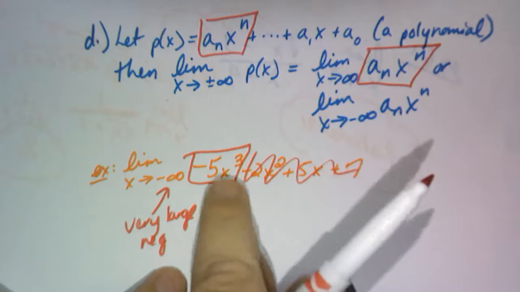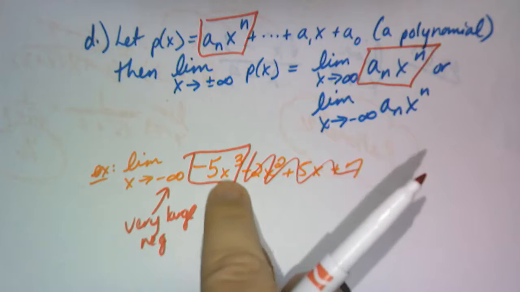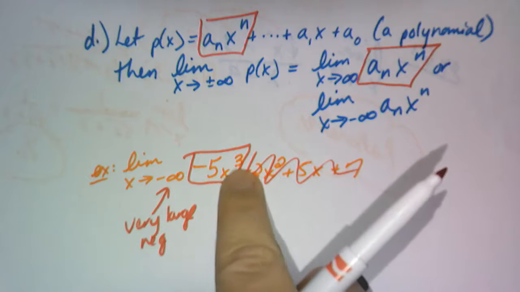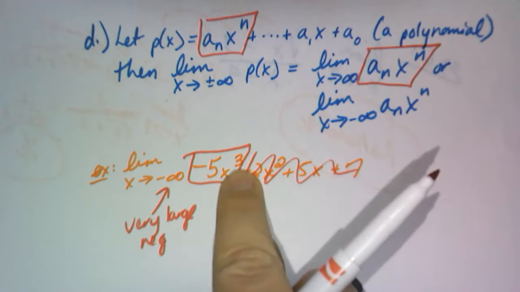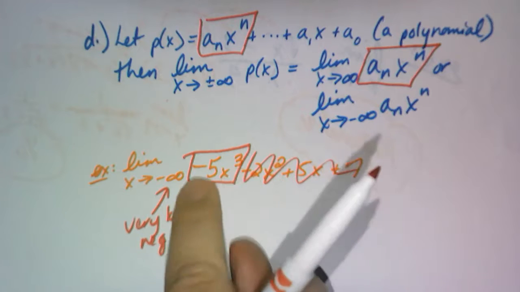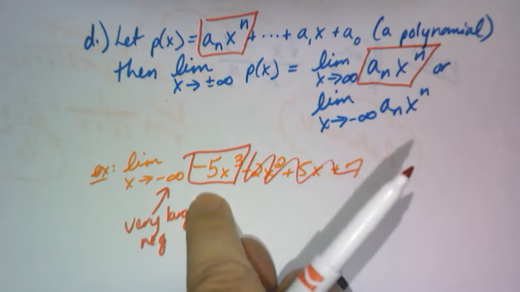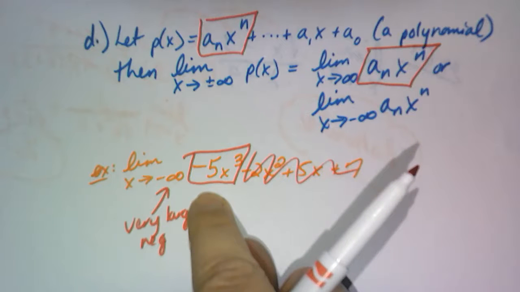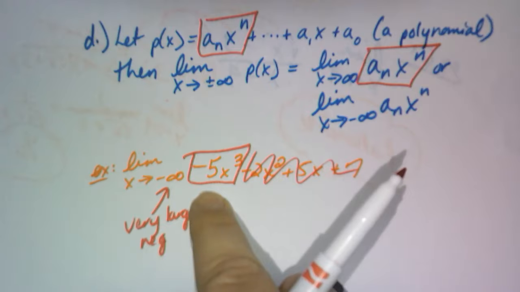If you plug a large negative number in for x right now, just think in your head like negative 1,000. What's negative 1,000 cubed? Negative. Still negative, right? But then multiply it by the negative 5 on the outside. Now what would it do? Now it'd be really large and positive, correct?